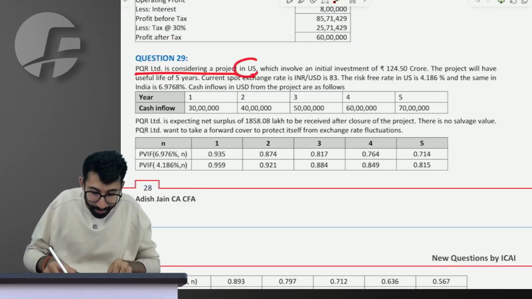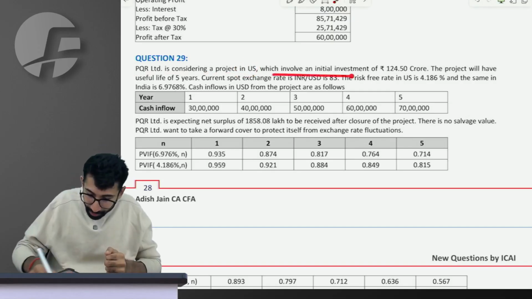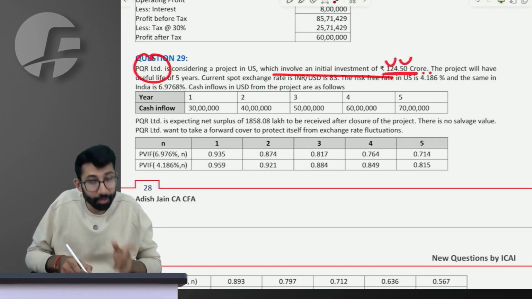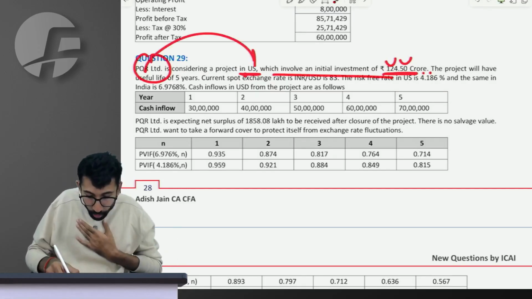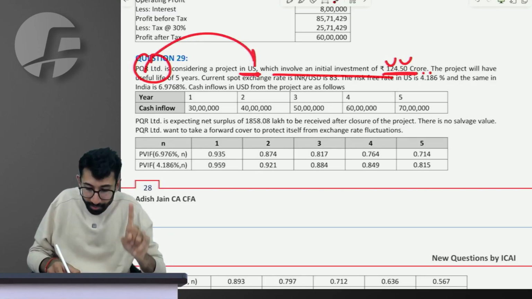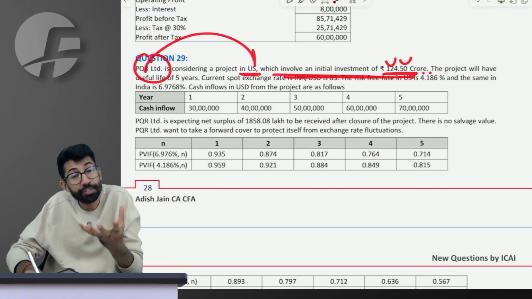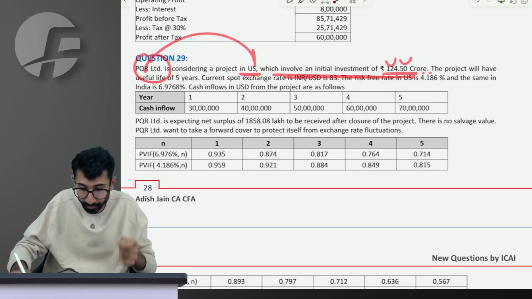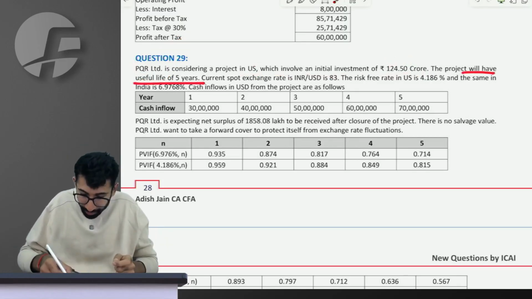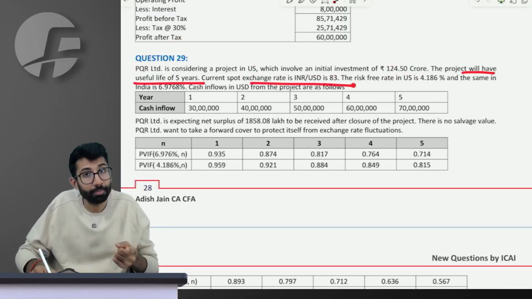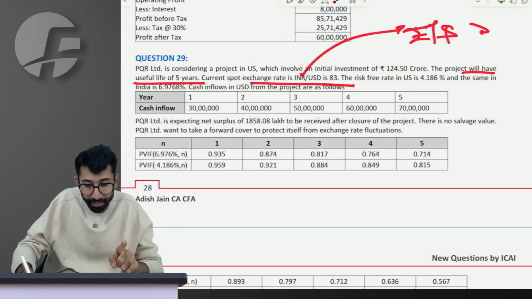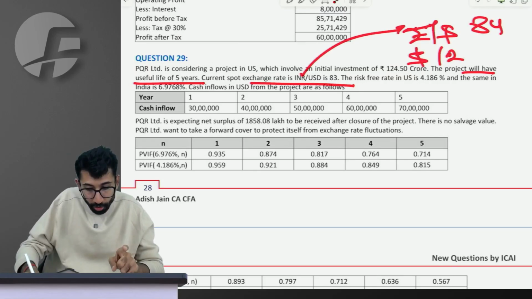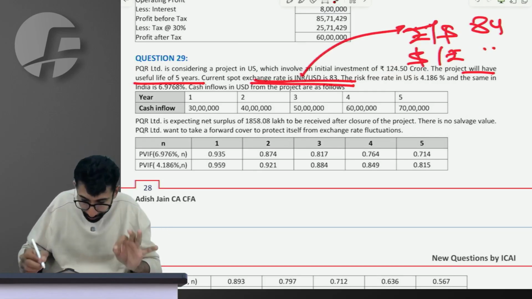PQR Limited is considering a project in the US. It involves an initial investment of rupee 124.20. If they don't say anything, I am Indian, my home currency is rupee. I want to invest in the US, and the foreign currency is dollar. The initial investment has coincidentally been given in my currency. The project will have a 5-year life. The current spot rate of rupee per dollar is 83. Don't assume it to be a Swift code, because 83 looks like rupee per dollar and not dollar per rupee.